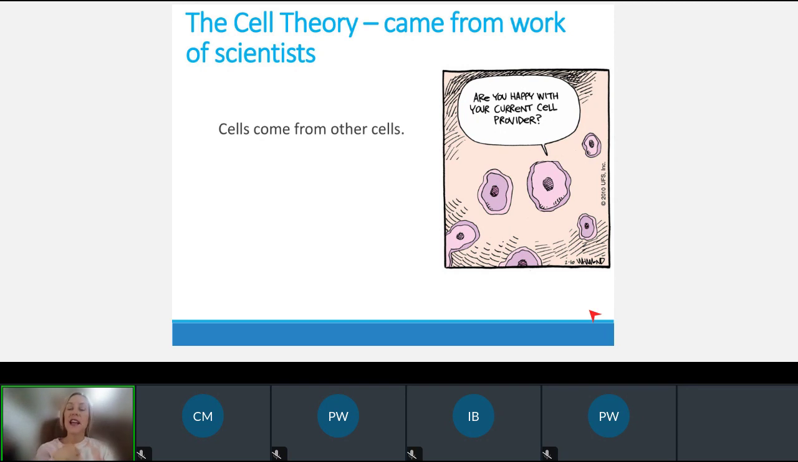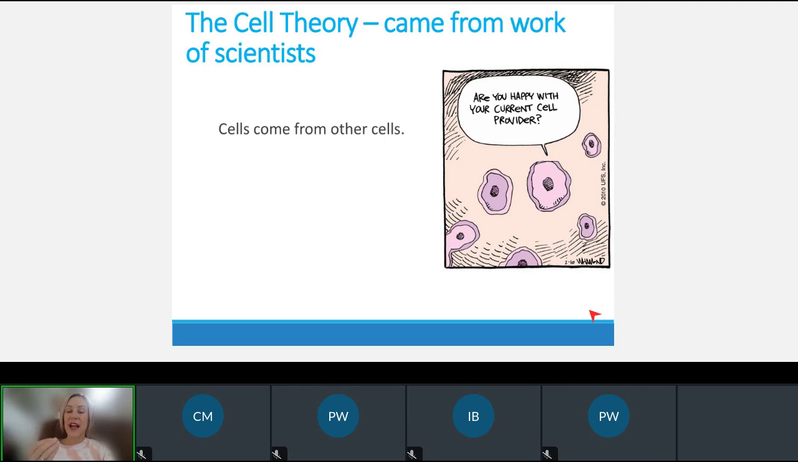Meaning I cannot go into my kitchen right now and pull out some sugar and flour and dish soap and baking soda and make a cell. I cannot make a cell. I cannot fabricate a cell. A cell always has to come from what, guys? Other cells. They really do.